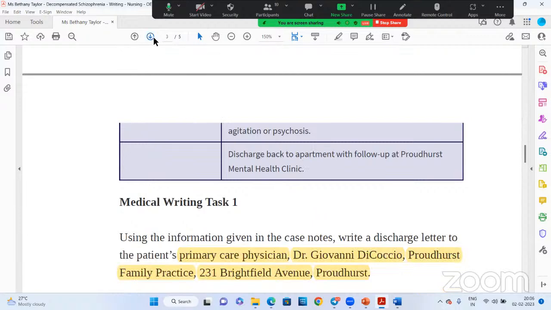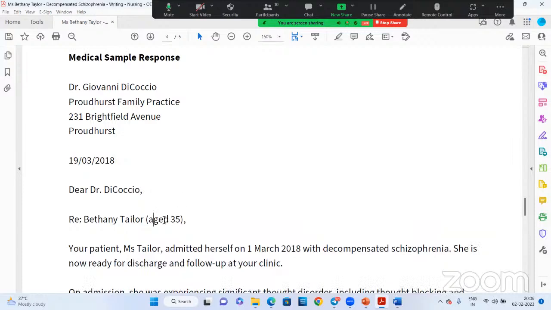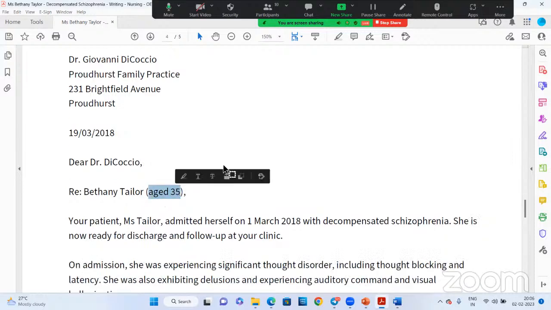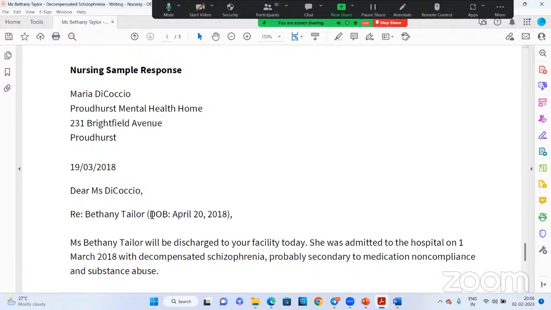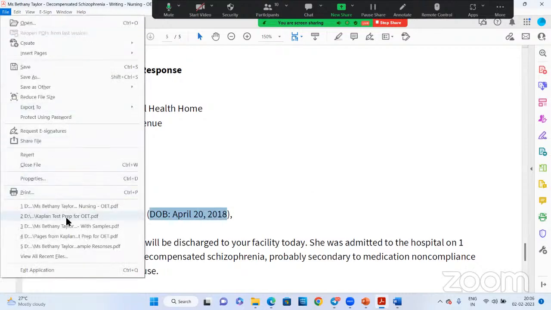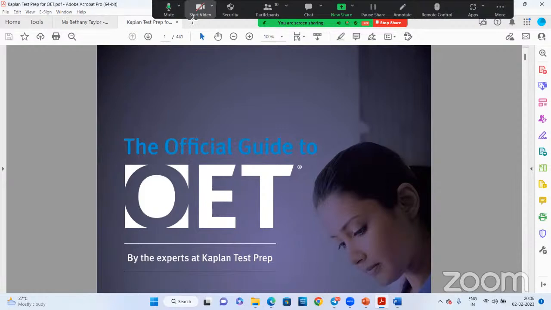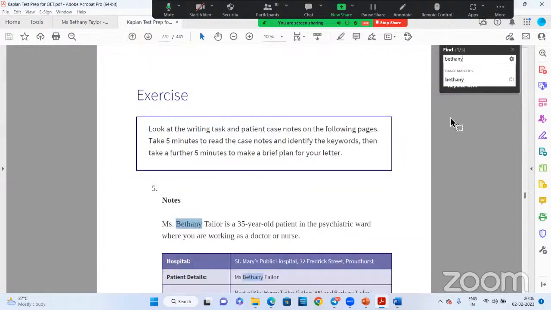Now let us see in the official letter. So here it is aged 35. Okay, this is fine. Date of birth is not given. That's fine. Now let us take here. Bethany Taylor, date of birth 20 April 2. How can it be 20 April 2018? This is a mistake. Okay. So let us just check the official book. So Bethany Taylor. So don't think everything is perfect. That's what I'm telling you now. Bethany Taylor.